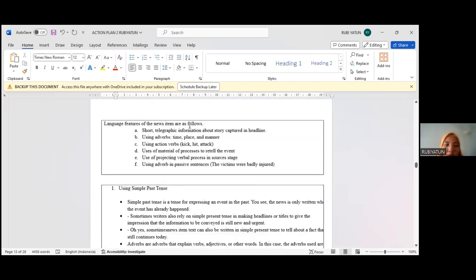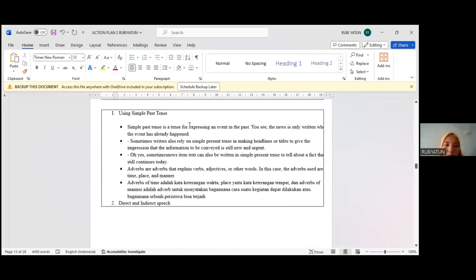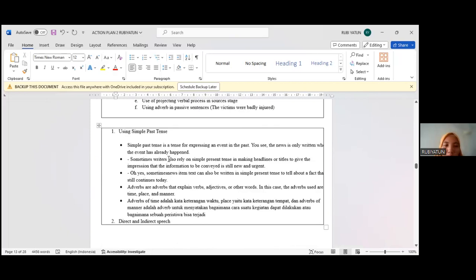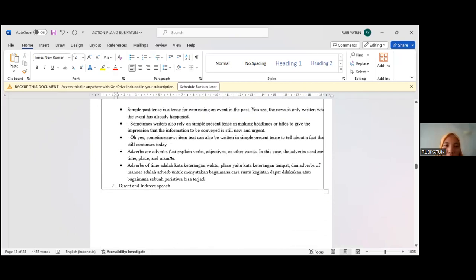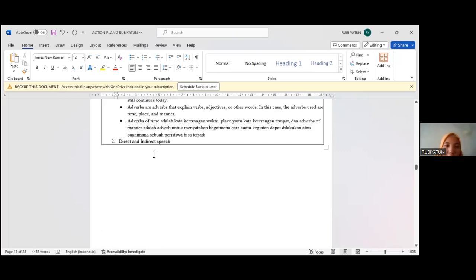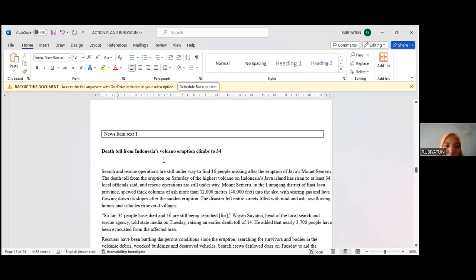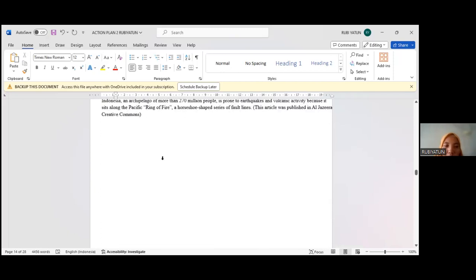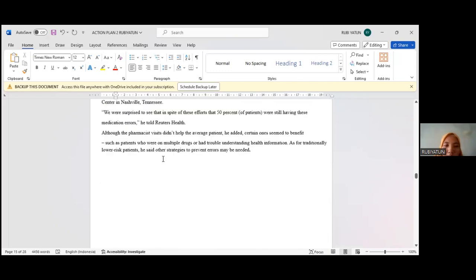And then the PowerPoint also explains the language features. The language features of the news item text use simple present tense, and sometimes writers also rely on simple present tense in making a headline or title to give the impression that the information conveyed is still new and urgent, and then using direct or indirect speech. Then this one is the acknowledgement assessment using description, and the students answer the question.